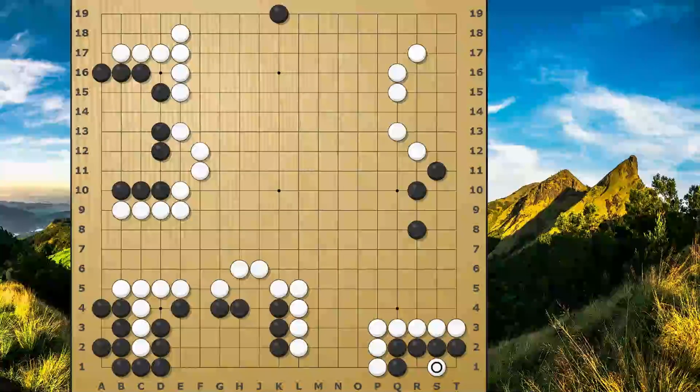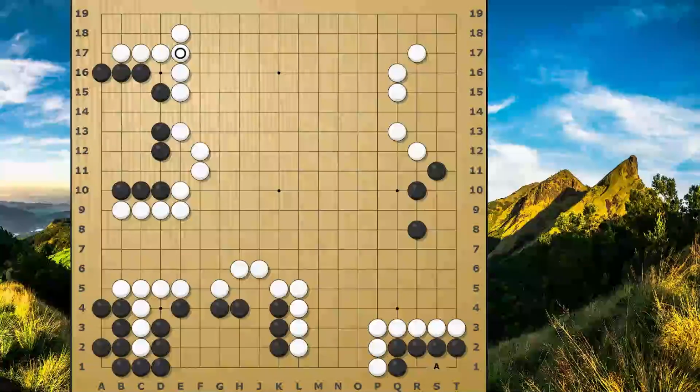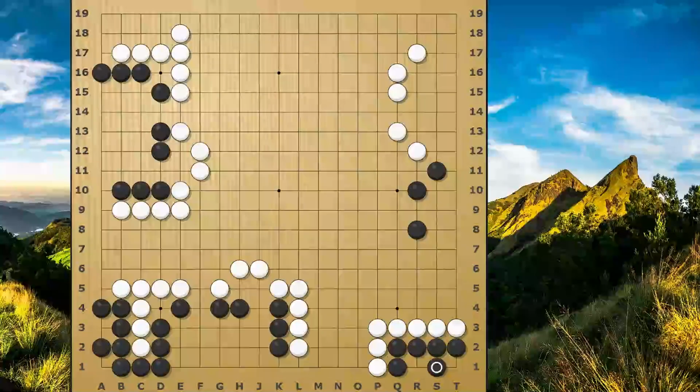I don't think so. No, I don't think black needs to respond. It's already too late. Right. So the value of A, whatever its value is, has to be divided by 2, because it's completely gote. Yeah, I could see that.